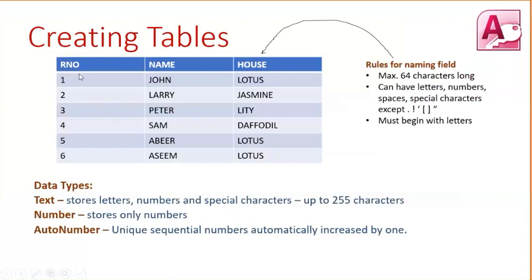Now you can see here one table example is given, a student table consisting of roll number, name, house, and there are 6 records. The horizontal row is called a record. Before that, while naming the fields like RNO, name, house, on the right hand side you can see I have given the rules for naming the field.